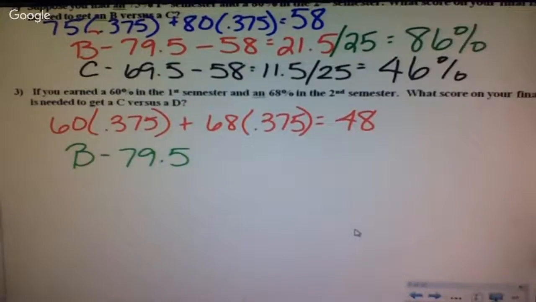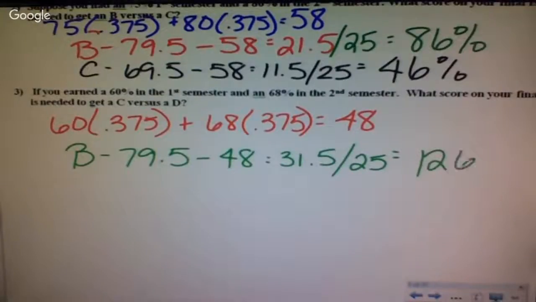Minus that 48. 79.5 minus 48 gives me 31.5. Divided by 25, you need 126%. Will that ever happen? No. So with these grades walking into your final, a B is out of the question. It's just not going to happen.